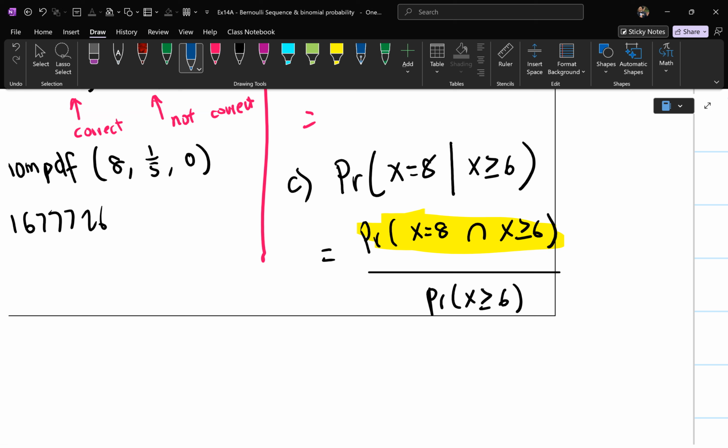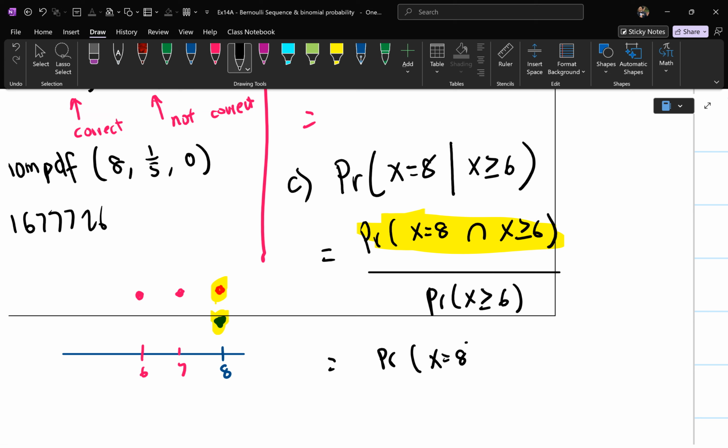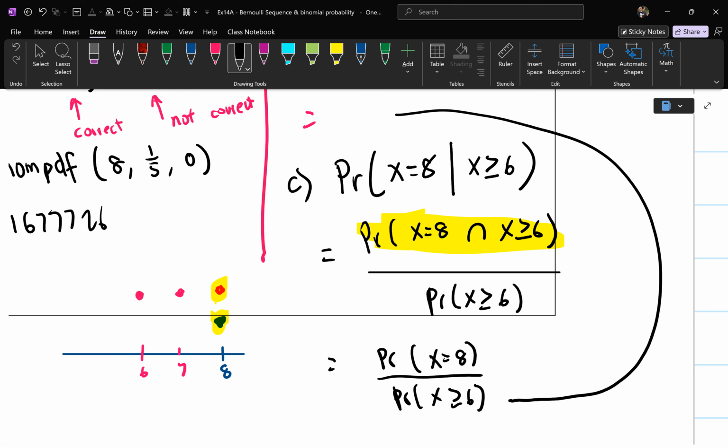If I draw out the number line, here's 8, that's X equals 8. The other one is 6 or more. So it's from here, 7, 8. True? So if I said, what's the intersection between the two? It's what's common. They only have this in common. Yeah, so hence, rewriting this line is the same thing as saying probability of X equals 8 divided by probability of X greater than or equal to 6, which you would have found from previous questions.